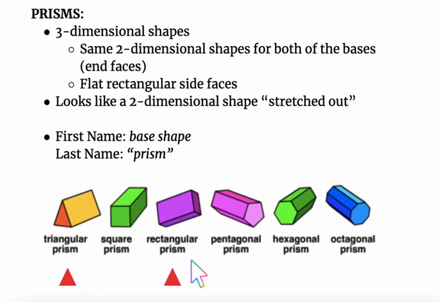Now you probably also noticed that these two particular prisms have arrows pointing to them, and that's because they are the most common types of prisms, the triangular prism and the rectangular prism. And from a previous lesson, you learned that the rectangular prism is also sometimes called a cuboid, but most of the time we call it a rectangular prism. Just know that those two are interchangeable. Make sure that this stuff is in your notes.